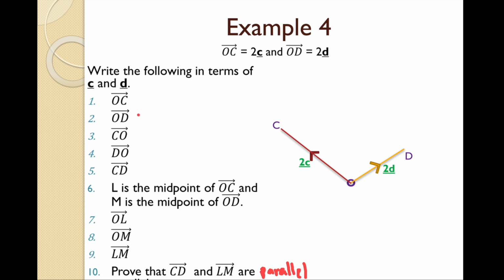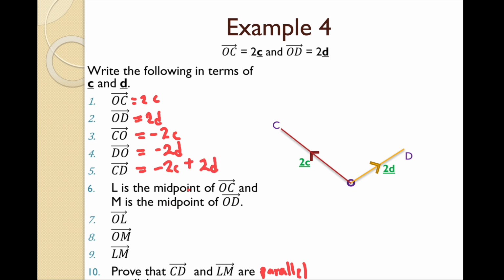Okay, so OC, what is OC? That's 2C. What is OD? So O to D is what? 2D. Right. What's CO? Negative 2C. What is DO? Negative 2D. What is CD? Negative 2C plus 2D.